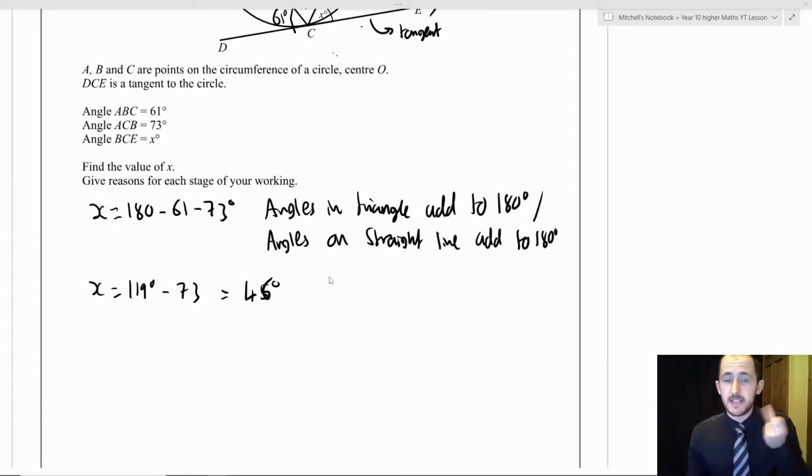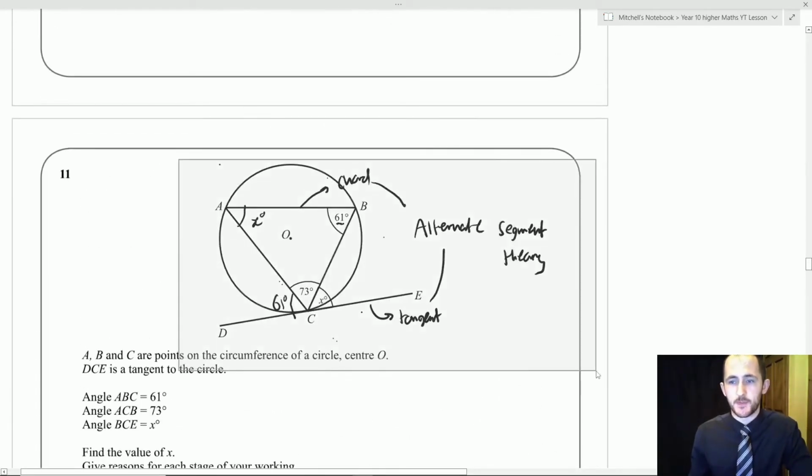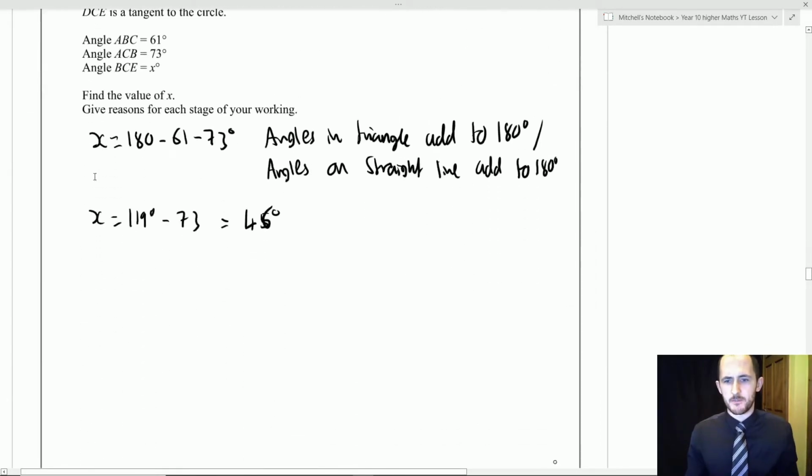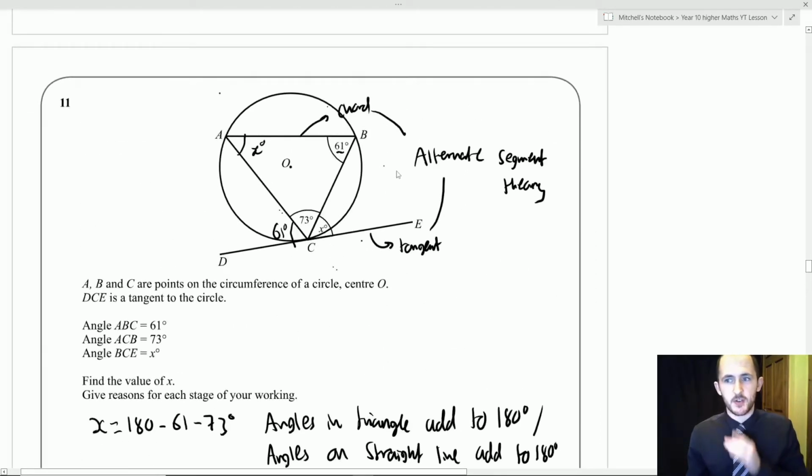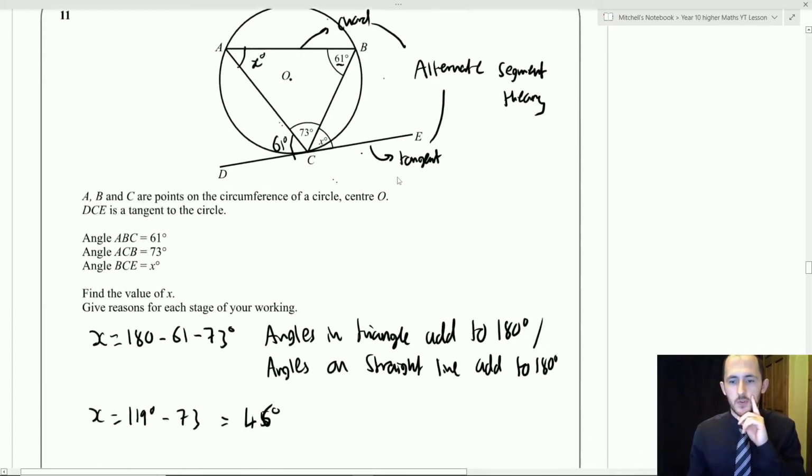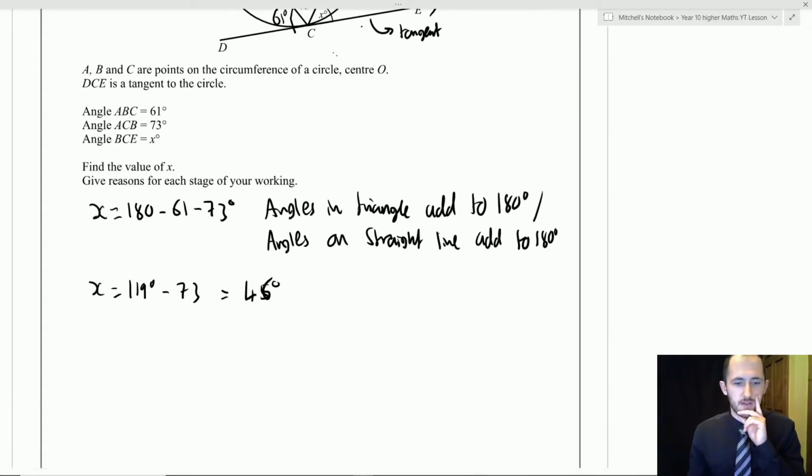Again, these questions are really quick once you know to use the circle theorems, right? That's the hard bit, is seeing the circle theorems. The actual maths isn't that bad. It's just the circle theorems. But I'm glad you both saw that. It's really, really good.